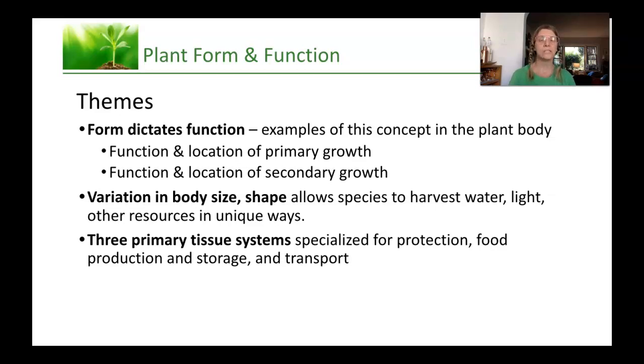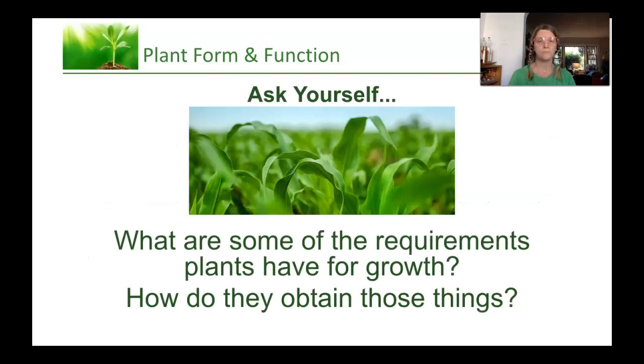And lastly, you'll see three different primary tissue systems. And these systems are specialized for protection, for food production and storage, and last but not least, for transport.